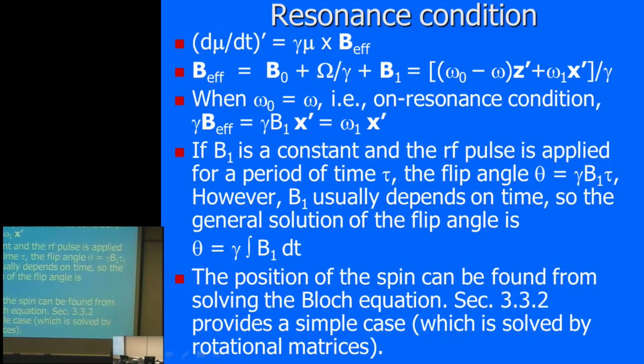So in order to have a good signal from MRI, or even for NMR for that purpose, we prefer to have omega naught equal to omega. That's why people will say the on-resonance condition is important. If you don't have that, then it's called the off-resonance condition, and typically you will lose your signal.